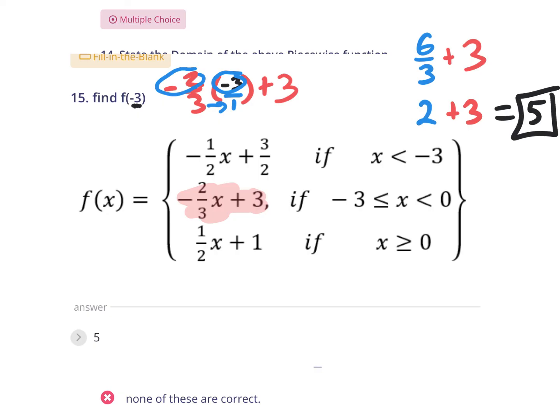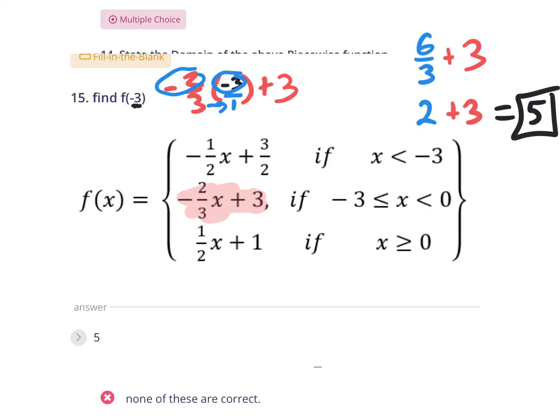So for your input negative 3, you get the output 5. Again, you got to know which piece to plug it in based on the condition. And another important detail, guys, is that your inputs are your x values, your outputs are your y values. So if we were to graph this piecewise function, technically the coordinate negative 3, 5 would be on the graph of the piecewise function. Pretty cool, right?